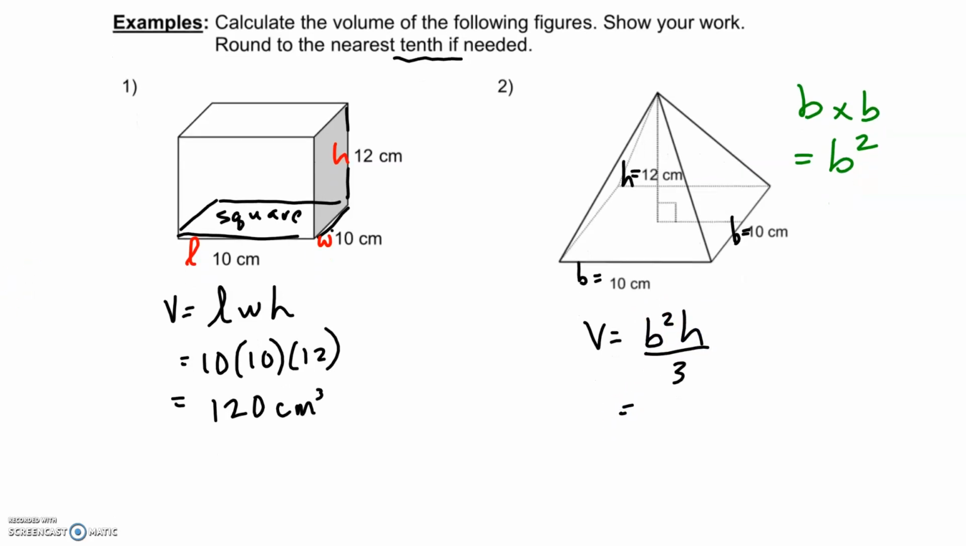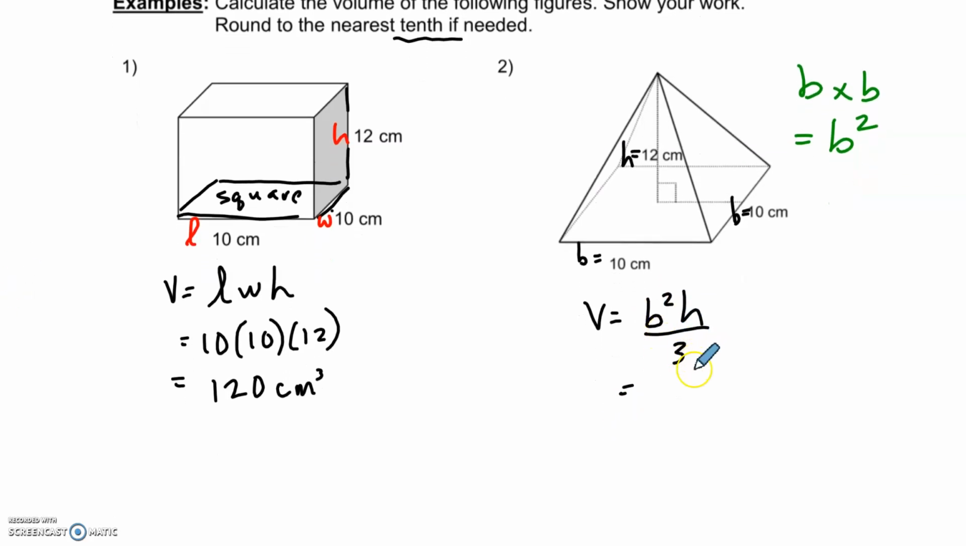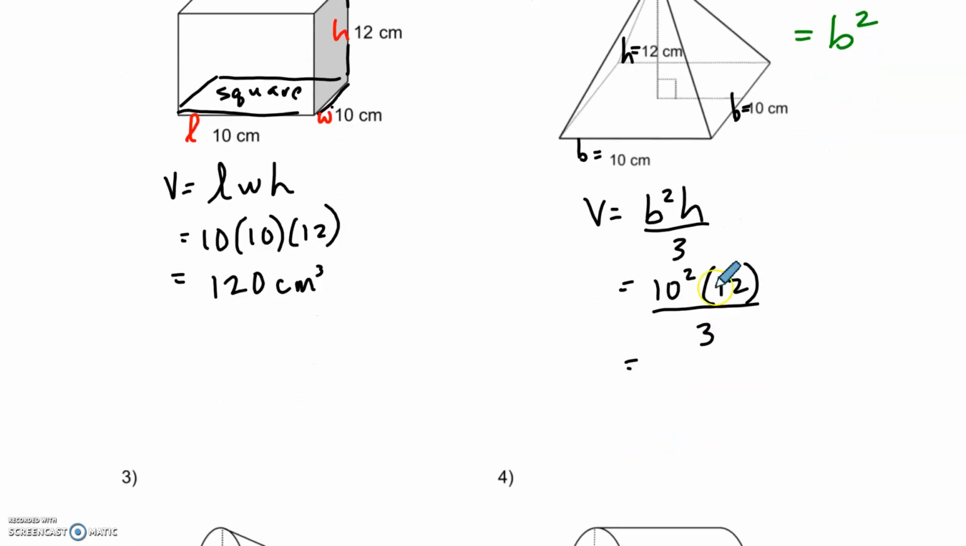All right, let's go ahead and sub in our values. So B squared, that's going to be 10 squared times the height, which is 12. And then that answer will be divided by 3. So we'll start by doing 10 squared. 10 squared is 10 times 10, which is 100, times 12, divide by 3.